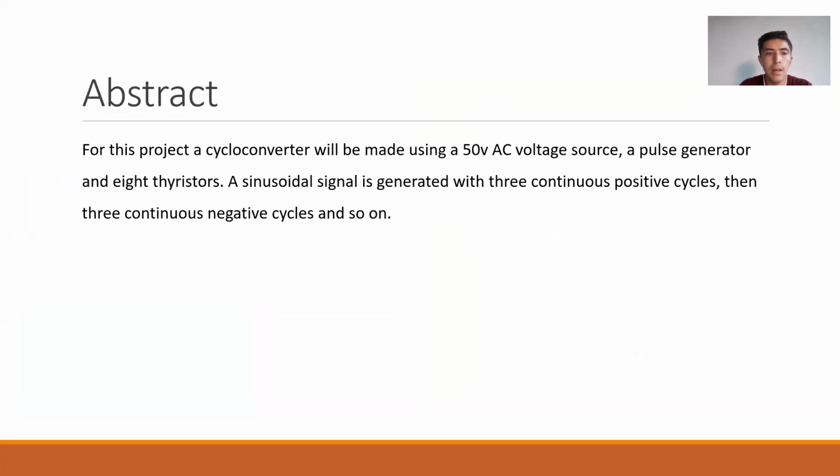Okay, first of all, for this project, we will be using a cycloconverter with a 50 volts AC voltage source, a pulse generator, and 8 resistors. This will produce a sinusoidal signal that will be generating 3 continuous positive cycles, then 3 continuous negative cycles, and so on.